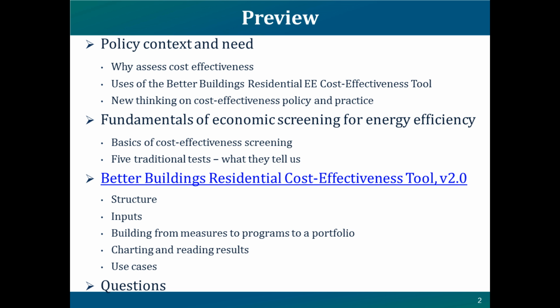And we're going to go through how you would move from measures, building from those to programs and up to a full residential portfolio. And lastly, how to read the results, and then also to try out some use cases. The tool has the ability to do some sensitivity testing. We're going to run through some scenarios that might be of interest to people on the webinar, and also show some additional functionality for some other needs that might come up down the road. Lastly, we'll take your questions.